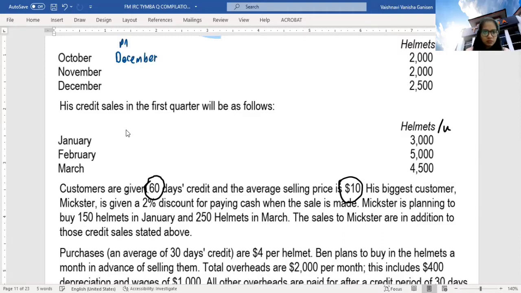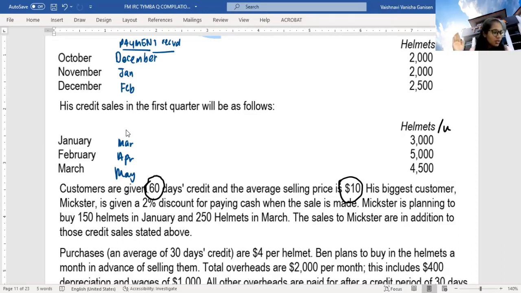That means you will receive your cash only in December. Payment received: December. For November, it will be in January. Subsequently, February, March, April, and May. So why do I say December, January, February until May?